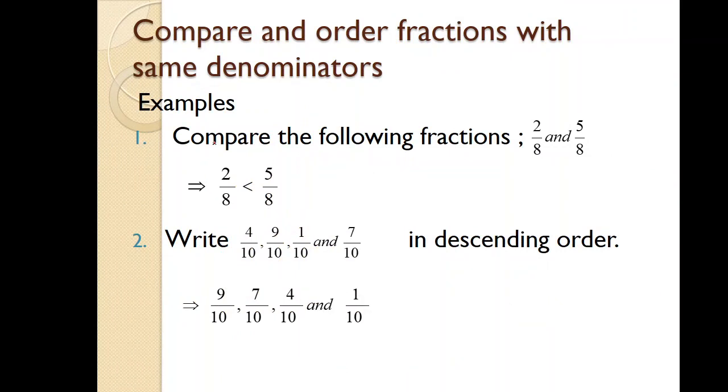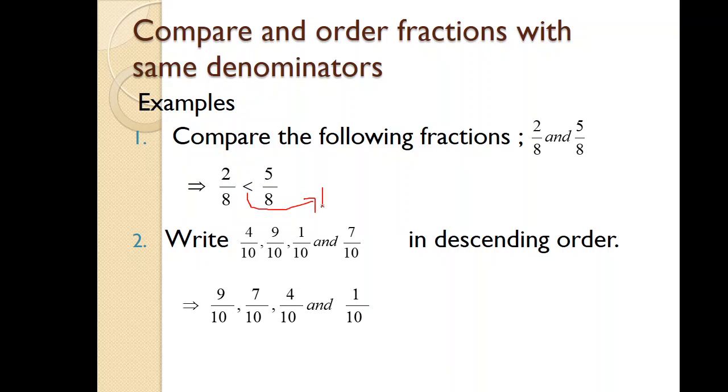So number 1, compare the following fractions. We have 2 fractions here. We have to compare now. We need to see which one is bigger. We have 2 over 8 and 5 over 8. You can see that they have the same denominator. Once the denominator is the same, you just have to look at the numerator. That means the one with the bigger numerator is the biggest one. You can see that 5 is bigger than 2. That means 5 over 8 is bigger than 2 over 8.